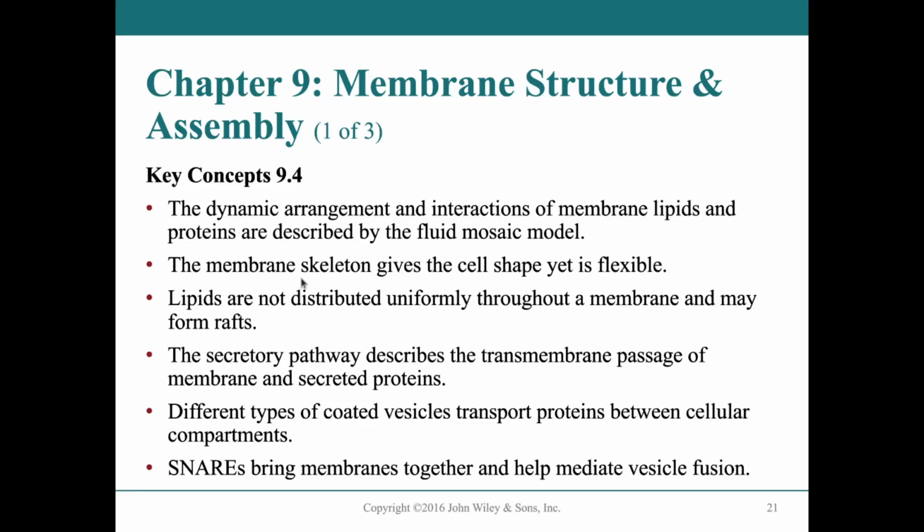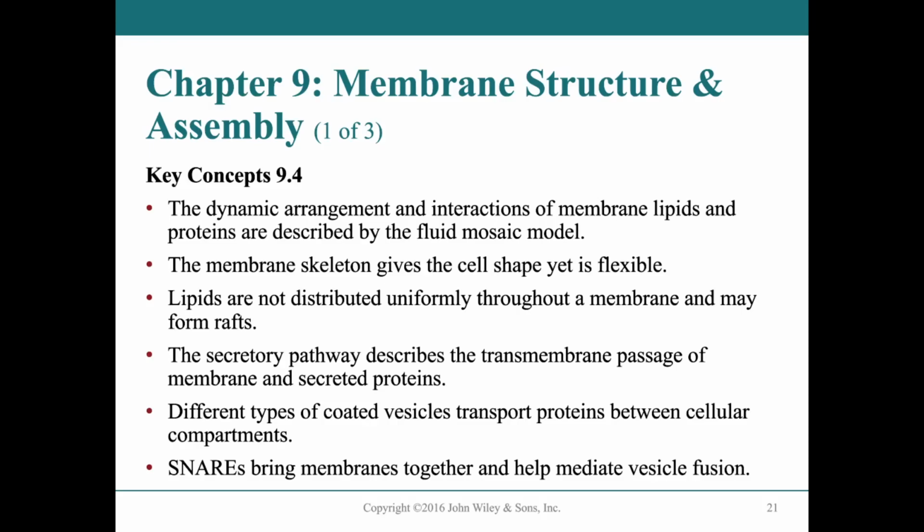So the skeleton gives it enough shape as well as flexibility of moving, especially seen in erythrocytes, basically red blood cells, where they have this characteristic flat donut shape, and yet they can become flexible so that they are able to pass through the very, very narrow capillaries. So lipids are not distributed uniformly throughout the membrane, and they also form rafts, and we call them the lipid rafts.